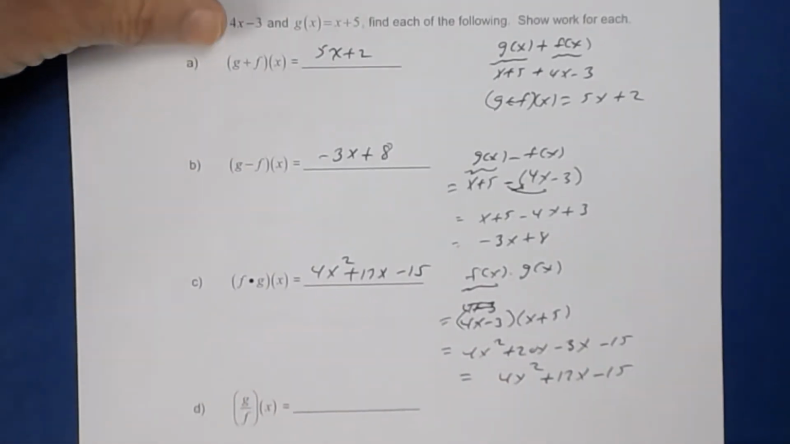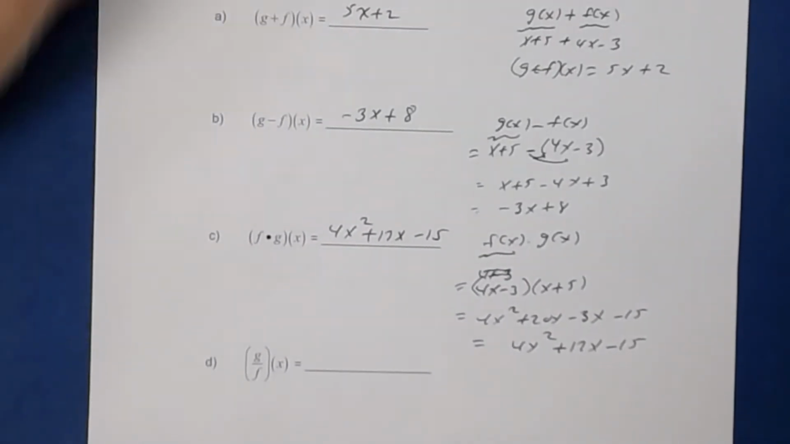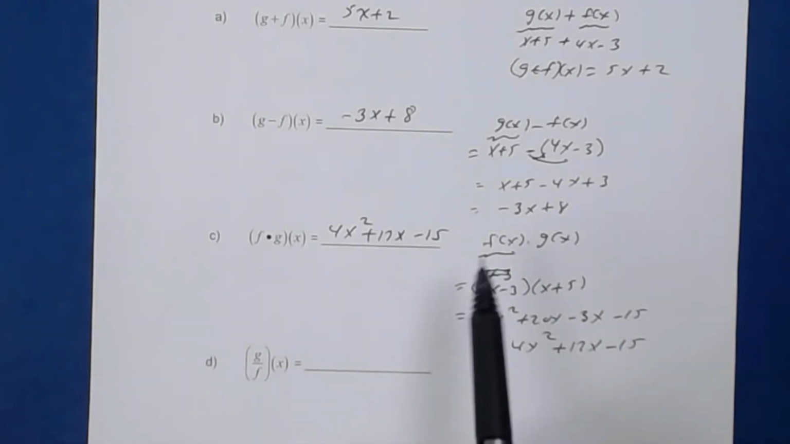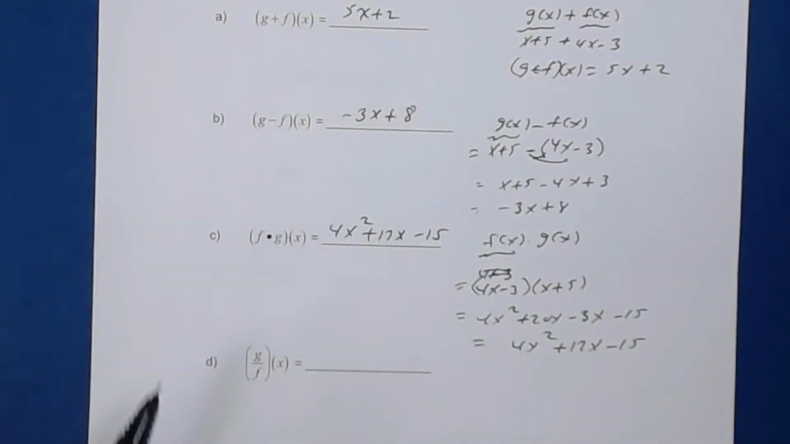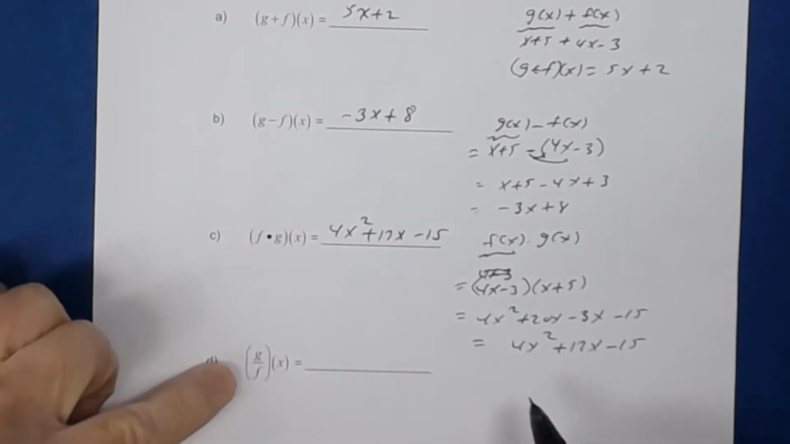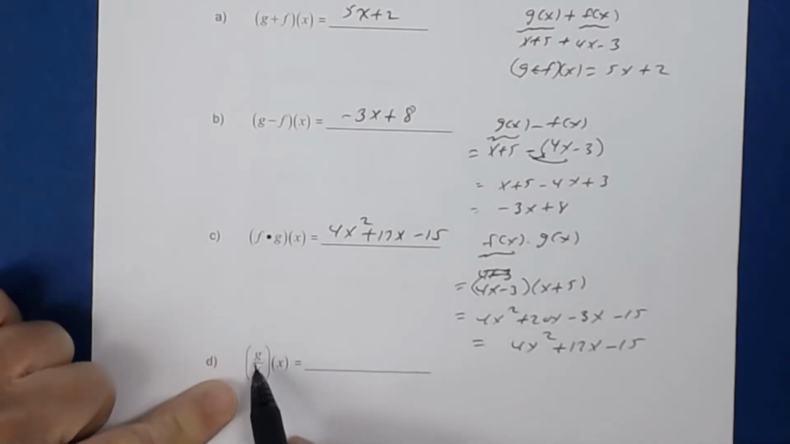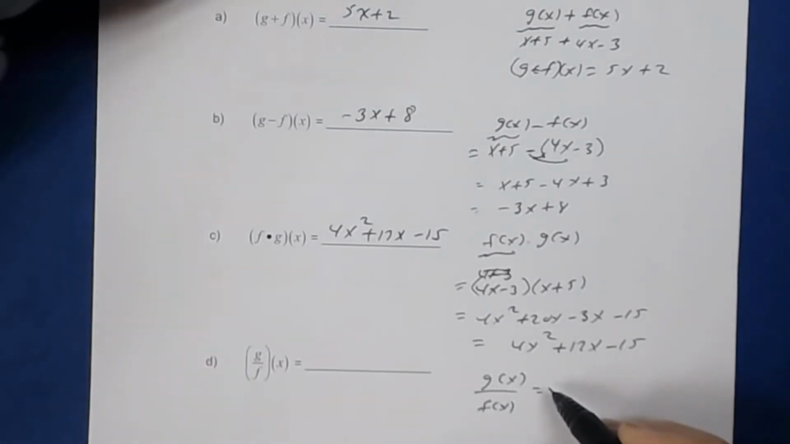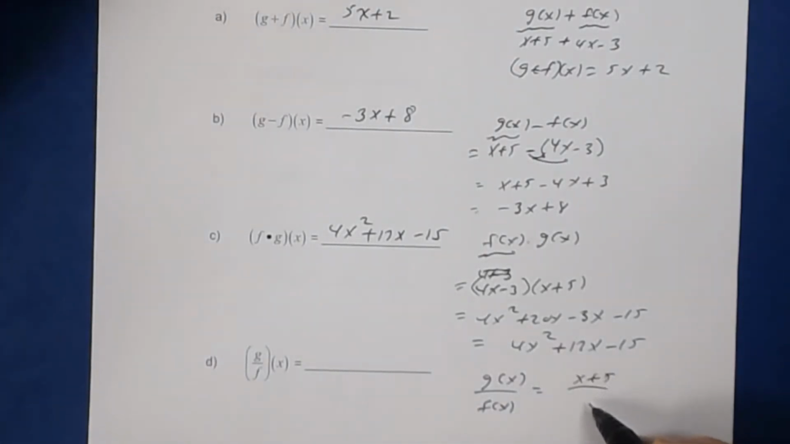All right, in letter D, you're dividing those two functions. Now notice that, remember, the only operations that are commutative are addition and multiplication. So subtraction and division are not commutative. The order in which you subtract and the order in which you divide does matter. So since g is in the numerator, you have to put g in the numerator. So by definition, this notation means g of x divided by f of x. And so then g of x, you know, is x plus 5. And then f of x, you know, is 4x minus 3. So you have this rational expression, this rational function.